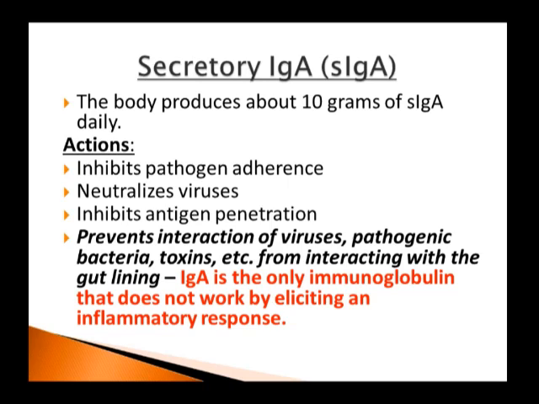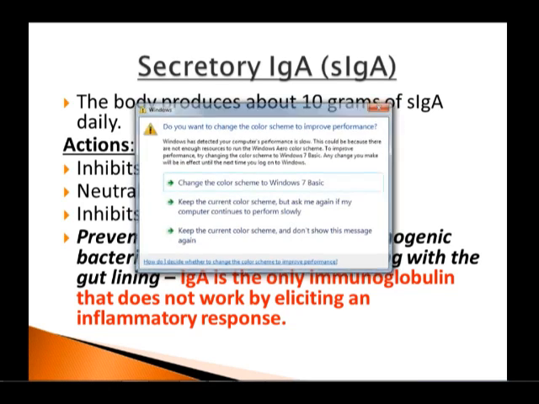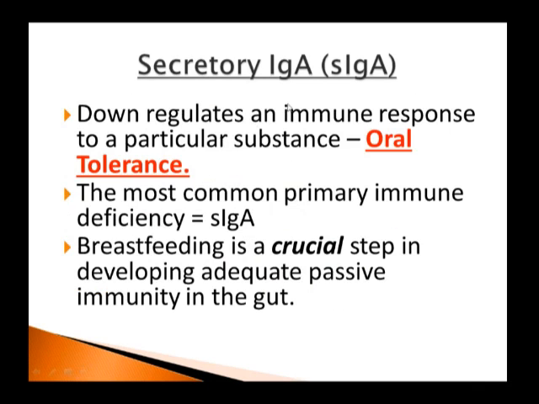They can neutralize against viruses. They can try to inhibit food proteins from getting in. So they play a wide function in keeping us healthy. It's interesting that the antibody called IgA is the only immunoglobulin, another word for antibody, that does not work by eliciting an inflammatory response. So it has a regulating effect over the immune system, particularly in the digestive tract, but it's not initiating inflammation itself.